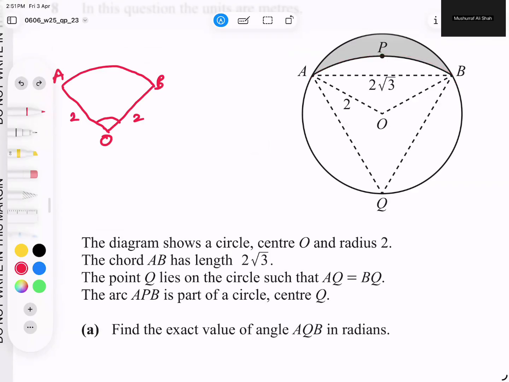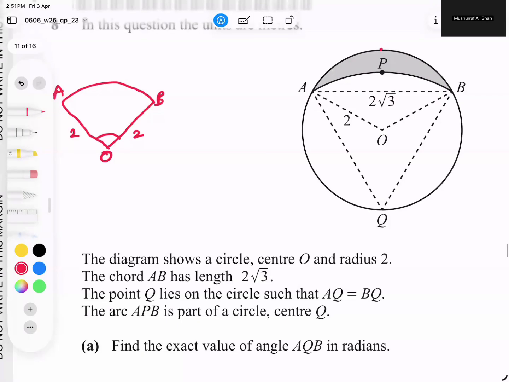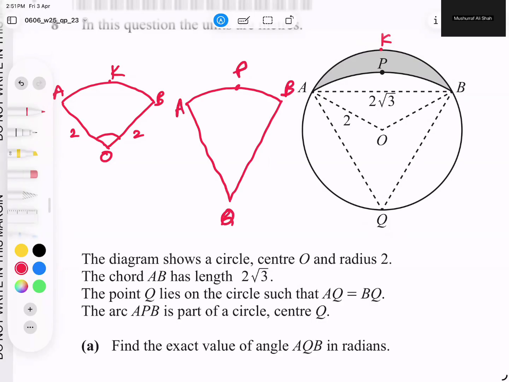When I talk about arc length AB, sorry to say, this is not APB. This is AB, this is correct. But I should write a letter on the top, let's say letter K. So I talk about this arc length. Now, if I talk about center Q, then I have an arc length APB, centered at Q. This is B, this point is P, and this point is A. I believe you people are understanding very well.